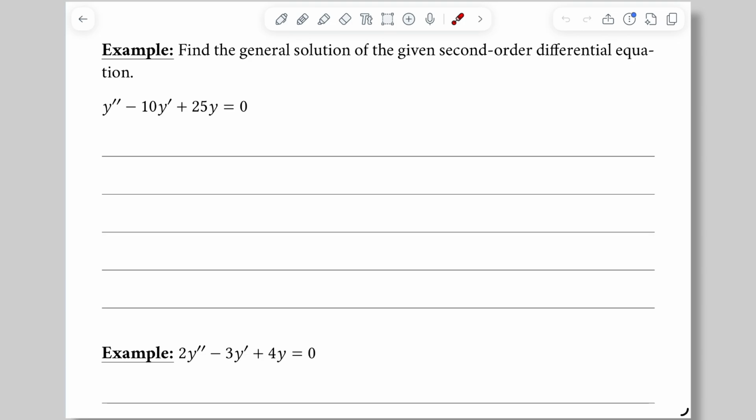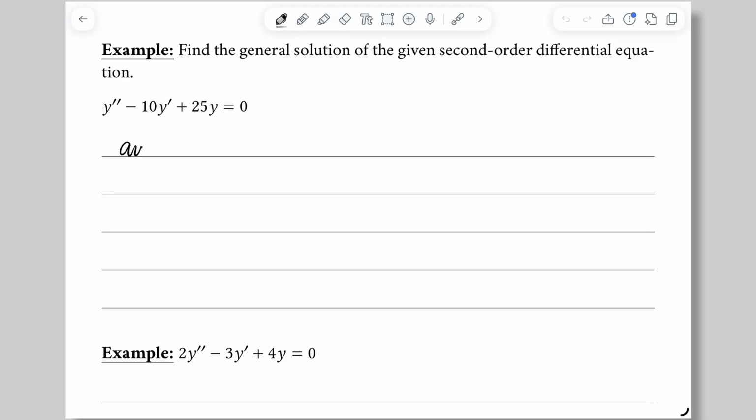We're going to find the general solution of the second order linear differential equation with constant coefficients y double prime minus 10y prime plus 25y equals 0. If you did not see the previous lesson, this is going to be rough. If you did, it should be pretty straightforward.